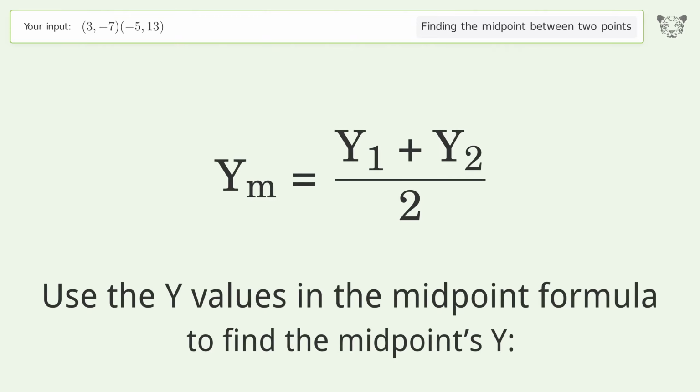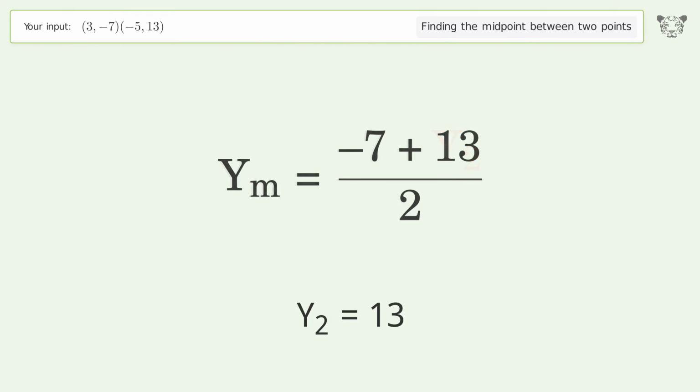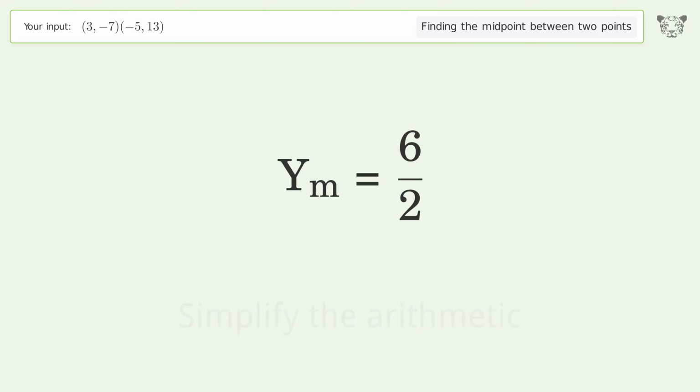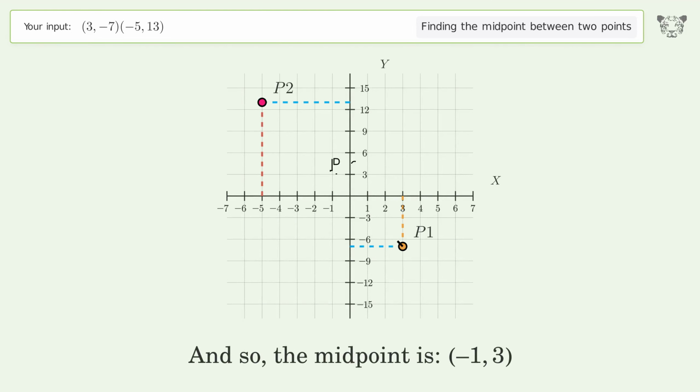Use the y values in the midpoint formula to find the midpoint's y. y1 equals -7. y2 equals 13. Simplify the arithmetic. And so, the midpoint is -1, 3.